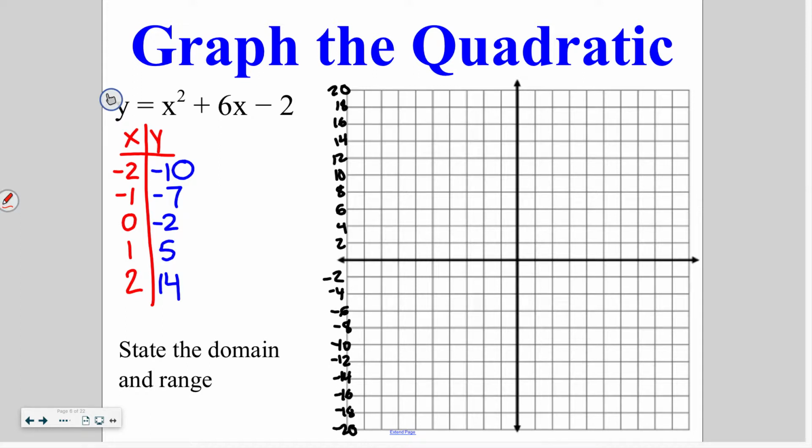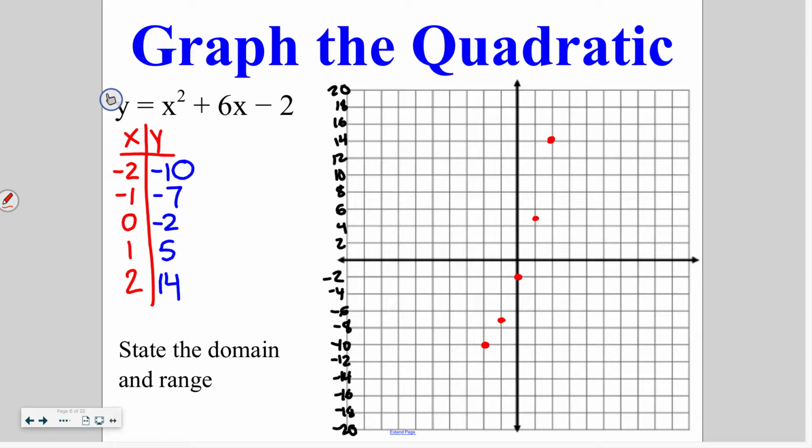I start at negative 2, negative 10. My next point is at negative 1, negative 7. Then I have 0, negative 2, 1, 5, and 2, 14.